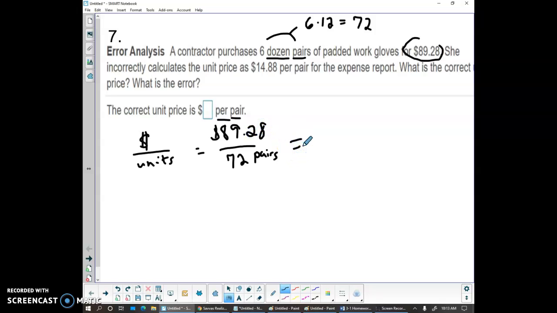All right? So what did she do wrong? Well, I don't have in front of me what she did, but she most likely divided by 6 and not by 6 dozen. All right, I think that's probably it. So anyhow, you have $1.24 per pair. Okay, $1.24 per pair, and that's basically it for this one.